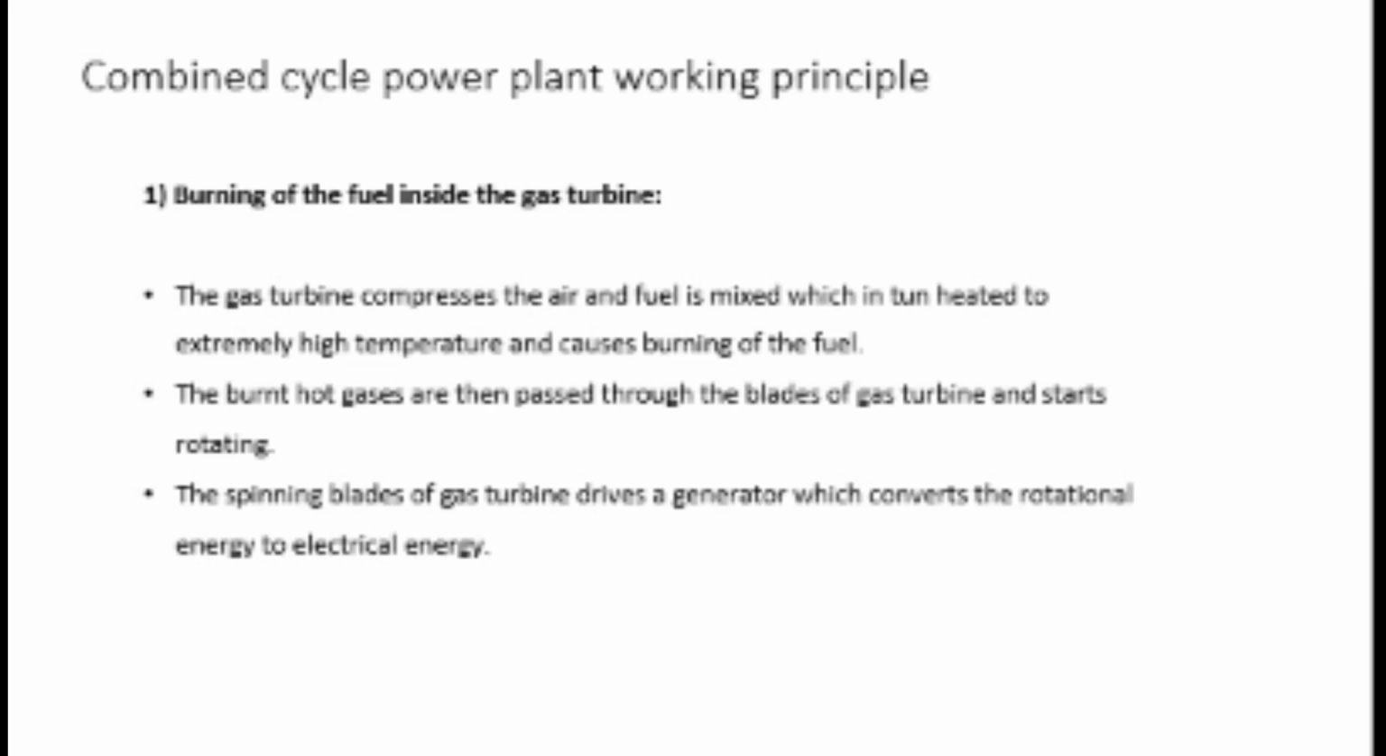The first section is burning of the fuel inside the gas turbine. The gas turbine compresses the air and fuel is mixed, which in turn is heated to extremely high temperature and causes burning of the fuel. The burnt hot gases are then passed through the blades of the gas turbine and start rotating. The spinning blades of the gas turbine drive a generator which converts the rotational energy to electrical energy.